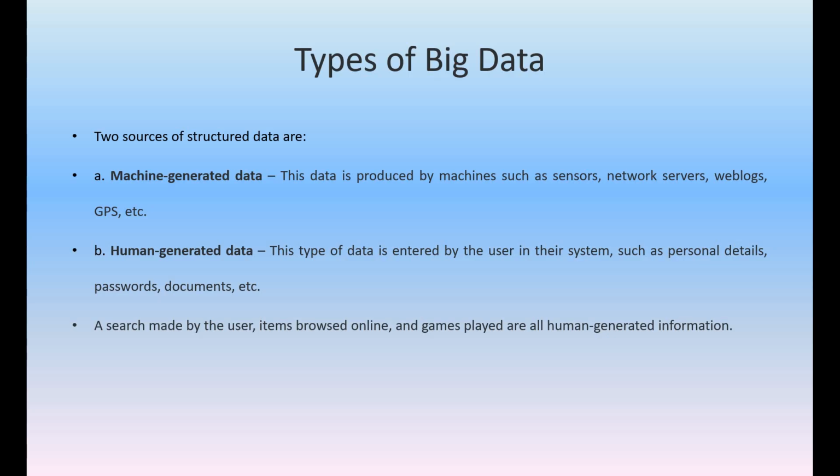Machine generated information means what? Servers maintain logs and web logs, and routers maintain information about where packets are moving, in routing tables. All these are examples of machine generated data. Personal details, online games and the like are human generated data. So these are very good examples of the two sources of structured data, machine generated and human generated. Machine generated means routers, servers, web logs, etc. Human generated means maintaining certain tables and search information, etc.